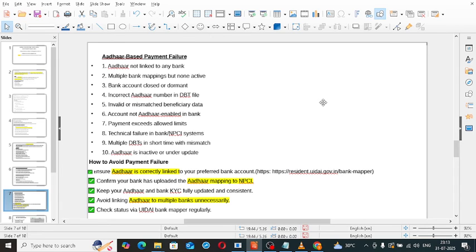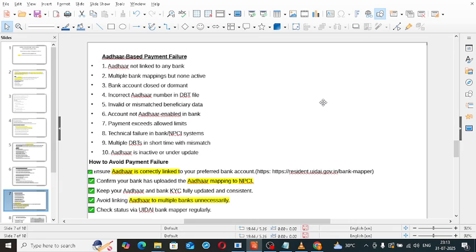Aadhaar is inactive or under update. Suppose your Aadhaar number is in inactive status or under update status, at that time you cannot make the Aadhaar payment. How to avoid my payment failure? Please ensure that you check your Aadhaar number, whether it is mapped to the right bank account or not.